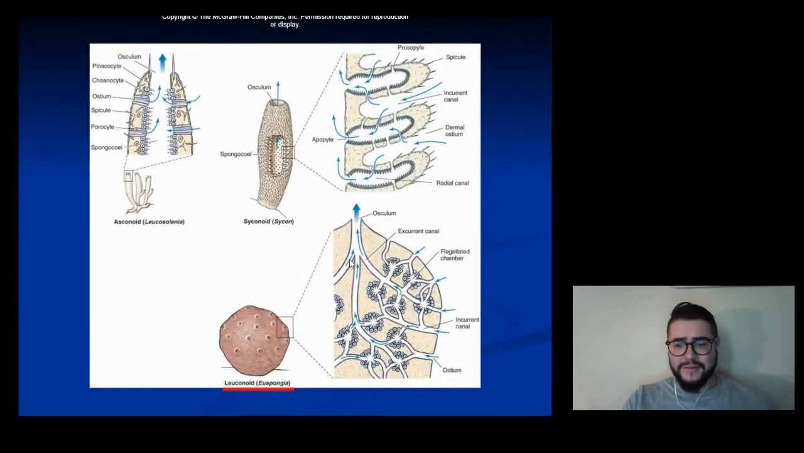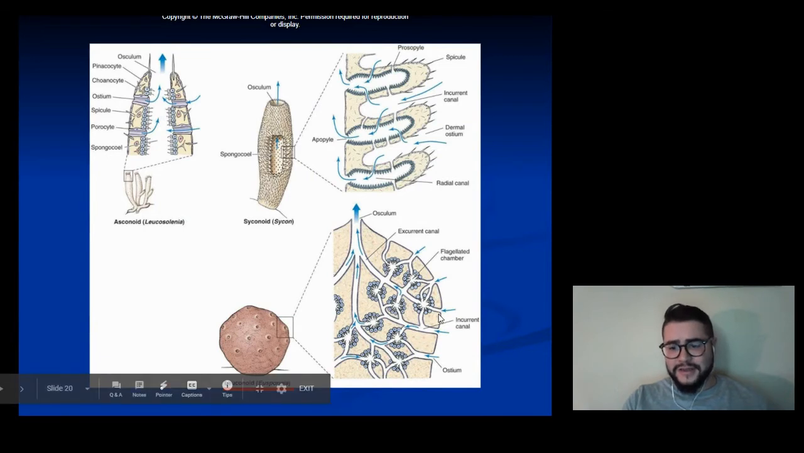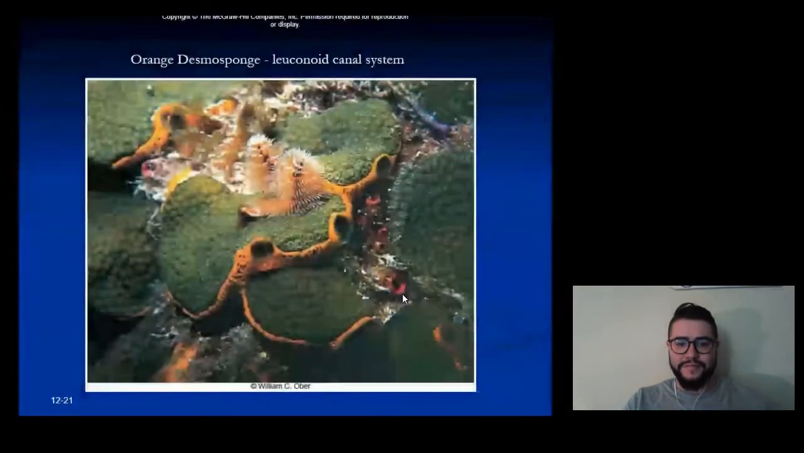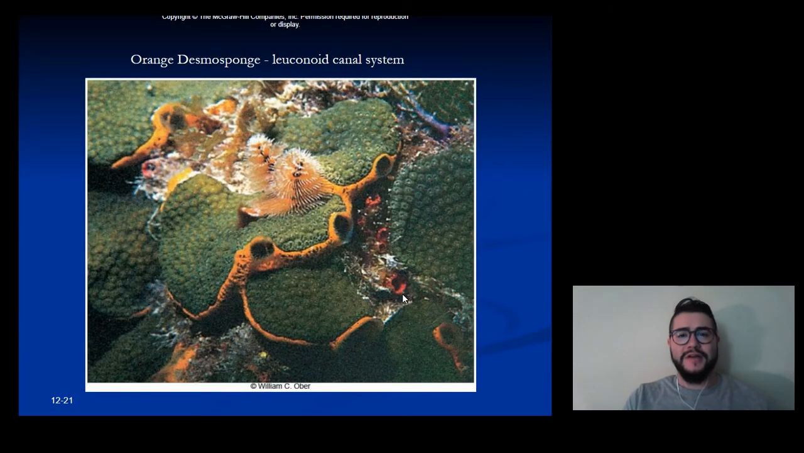And that's this example here, where you still have the ostia, and then there's little chambers, but inside those little chambers are even smaller little chambers lined with choanocytes, right? So you're increasing the surface area where the sponges can absorb water. And here's an example of an orange demo sponge, which is also a leuconoid.